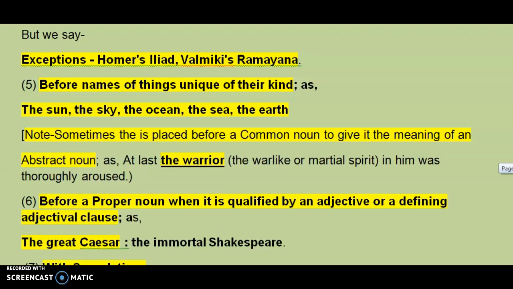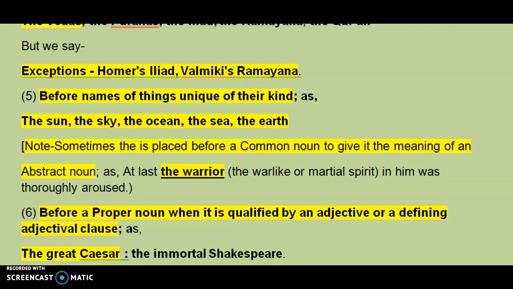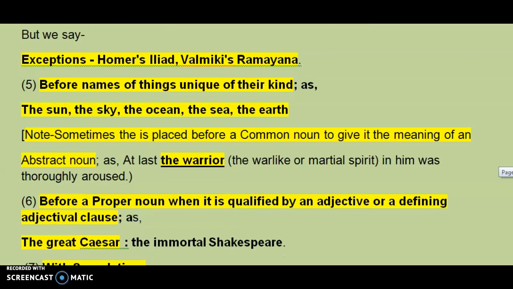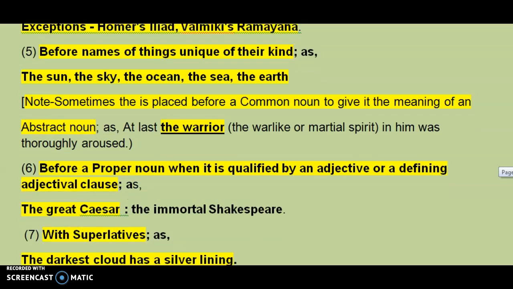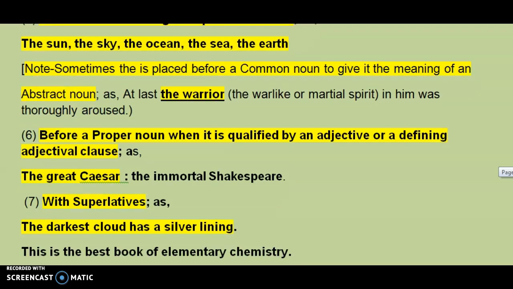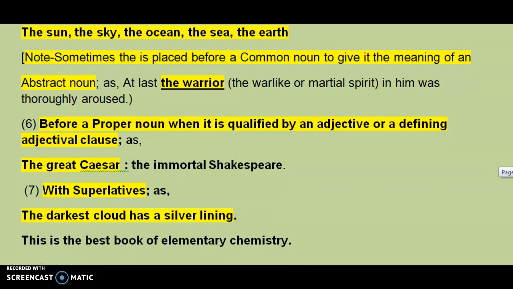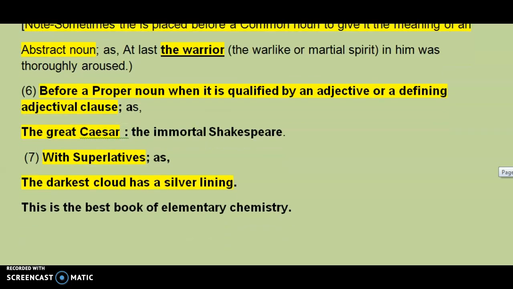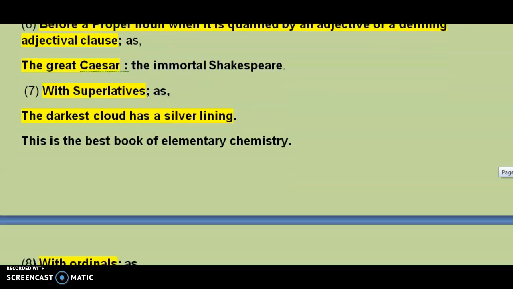Sometimes the is placed before a common noun to give some abstract meaning. For example, the last warrior. Warrior is a common noun, but here an abstract meaning, some spirit or zeal, is mentioned. That is how the definite article the is added before it. Before a proper noun when it is qualified by an adjective: the great Caesar. Great is an adjective, Caesar is a noun. The is added before it. It is also used with superlatives. The darkest cloud has a silver lining. The is added before the word darkest.